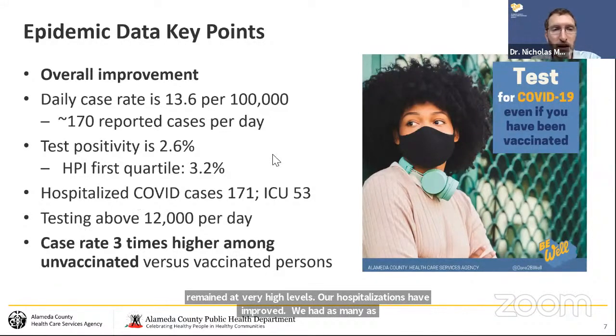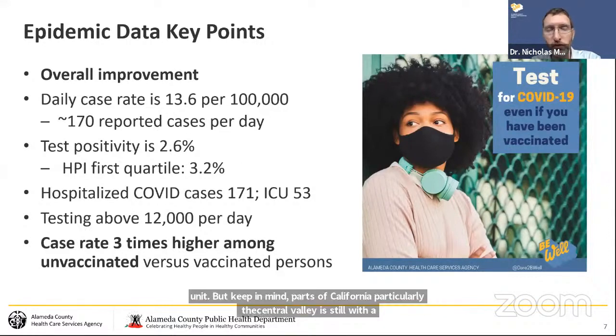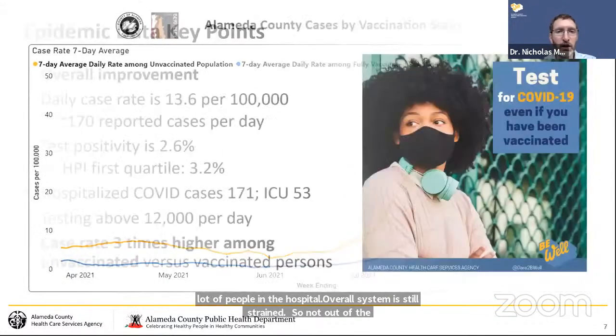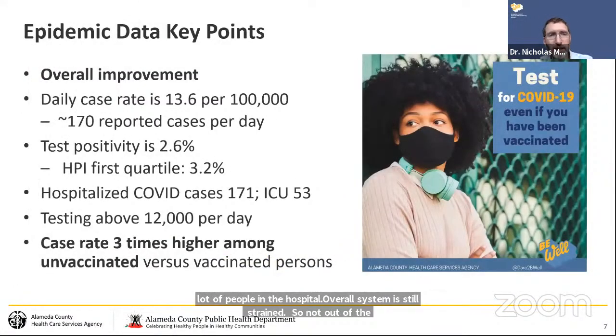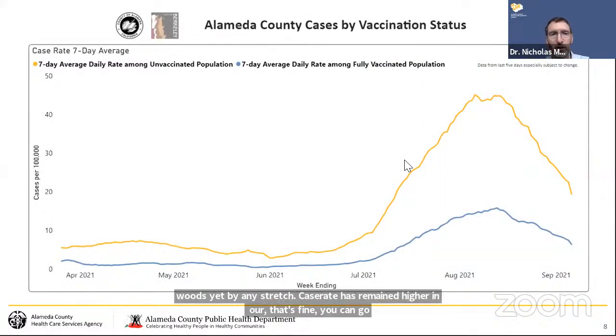But keep in mind, parts of California, particularly the Central Valley, still have a lot of people in the hospital. The overall system is still strained, so not out of the woods yet by any stretch. Case rate has remained higher in our unvaccinated residents compared to our vaccinated residents, really throughout this summer surge.